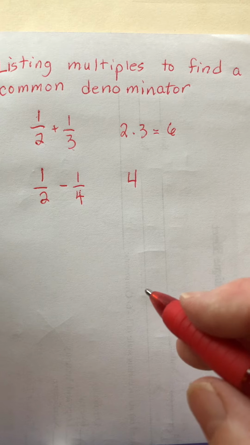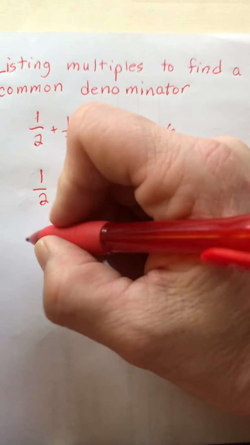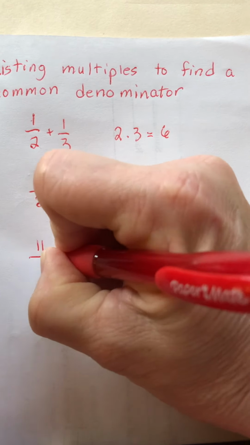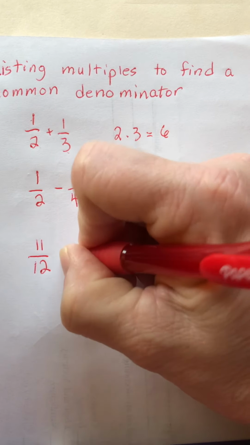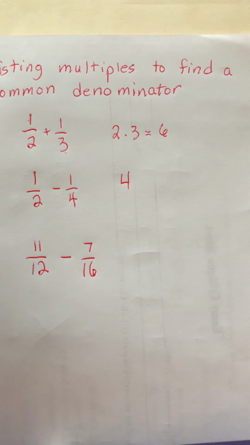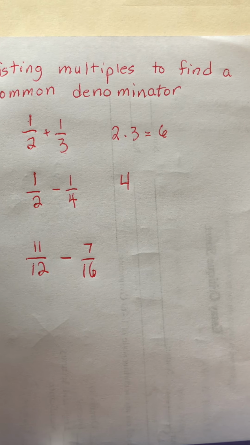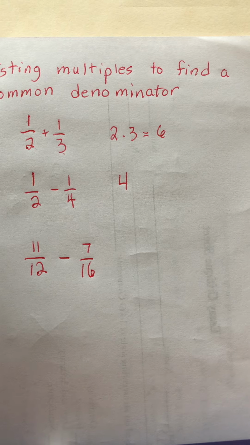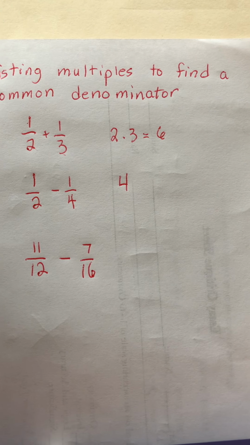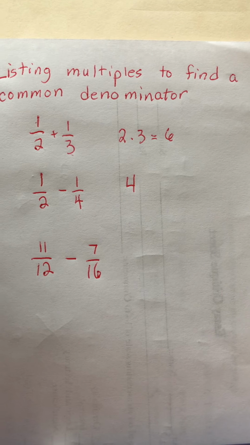Now, what do we do if they're bigger numbers than that? What if I had 11/12 minus 7/16? Now, those numbers, I certainly don't want to multiply 12 times 16 to get my common denominator. I'll wind up with a really big number.